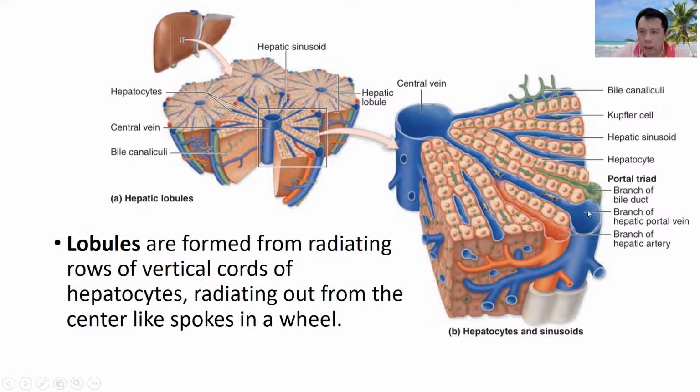Then you see here the three branches. One is the bile duct. The other is the hepatic portal vein, which carries the blood from the small intestine, and also the branch of the hepatic artery that carries the oxygenated blood from the heart.